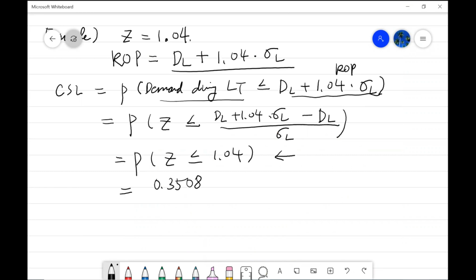Again, the standard normal table we use starts from 0, but on the other hand, this probability starts from minus infinity. So we have to add the 0.5. That becomes 0.8508. So that means if the G value is 1.04 when we calculate the safety stock, then the cycle service level becomes about 85%.